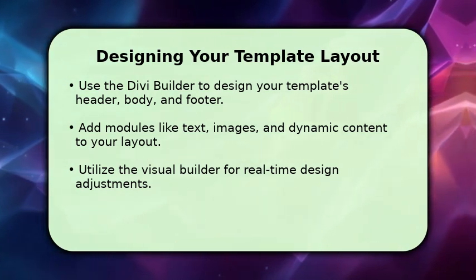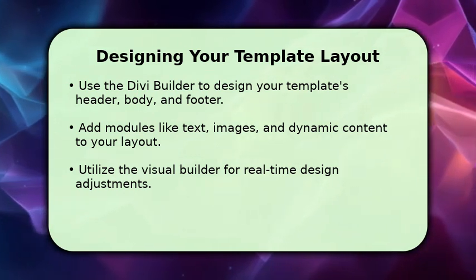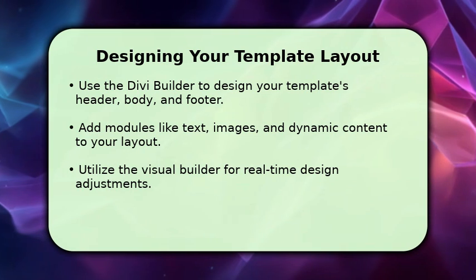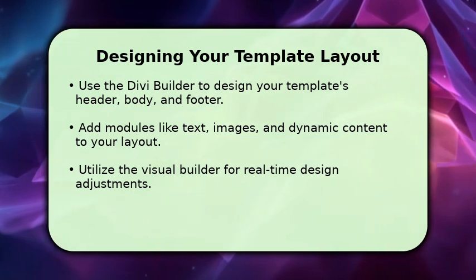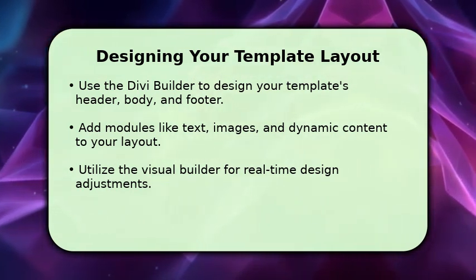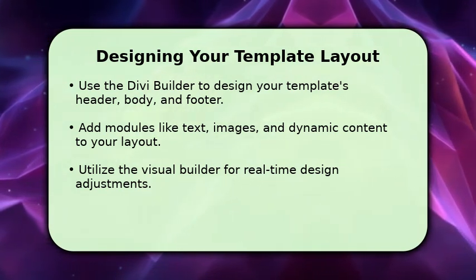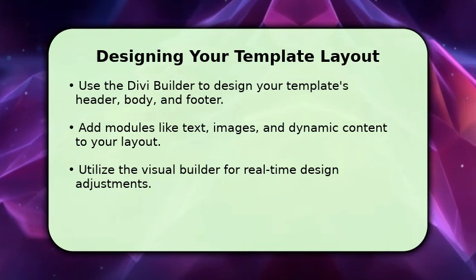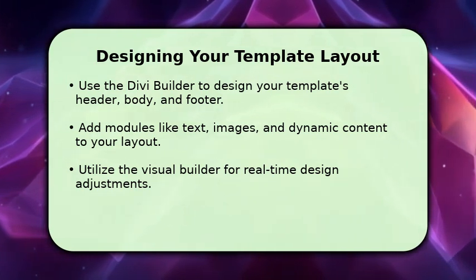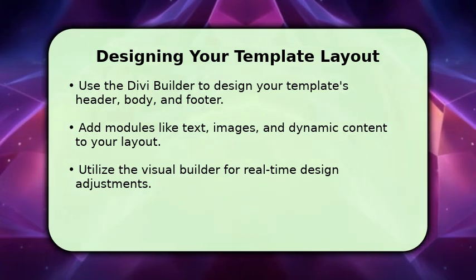You'll find sections for the header, body, and footer. Within each section, you can add any Divi module, such as text, images, or dynamic content like post titles and featured images. The Visual Builder allows for real-time adjustments, giving you immediate feedback on your design choices. This process empowers you to craft unique and functional layouts for every part of your website.